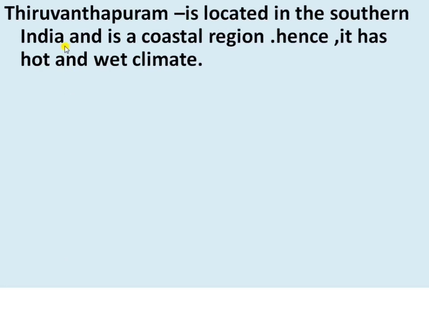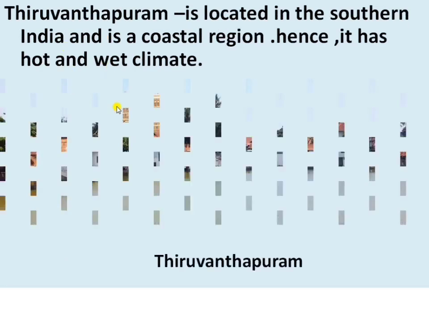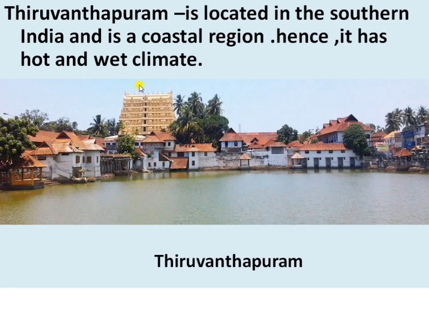Next is Trivandrum. Trivandrum is located in southern India, in Kerala, in a coastal region. It has a hot and wet climate. By knowing the climate of a particular place in a state or a region, we can understand the climate of the whole state or that region.